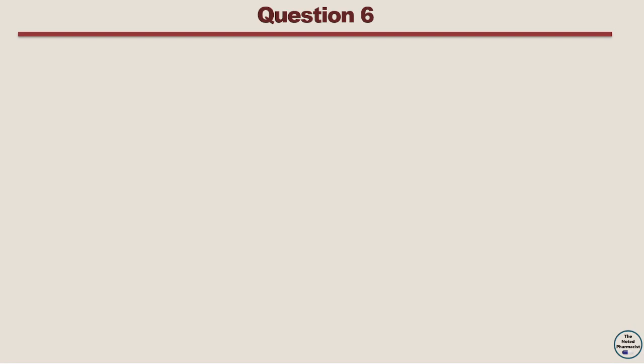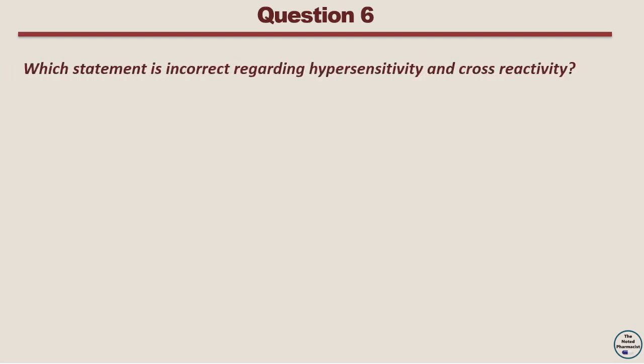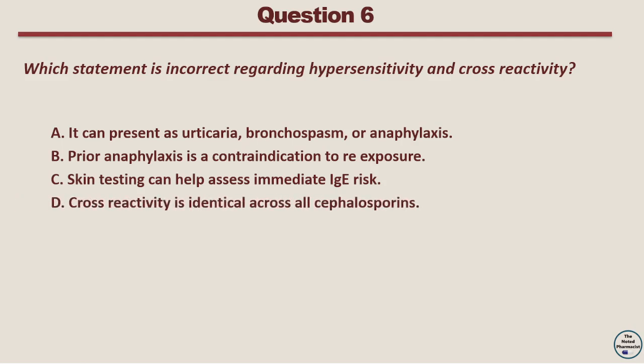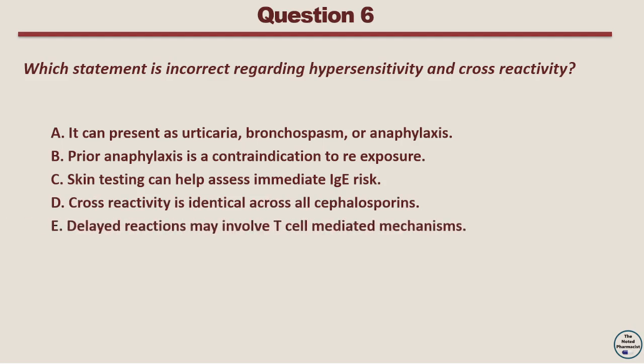Question 6. Which statement is incorrect regarding hypersensitivity and cross-reactivity? Option A. It can present as urticaria, bronchospasm, or anaphylaxis. Option B. Prior anaphylaxis is a contraindication to re-exposure. Option C. Skin testing can help assess immediate IgE risk. Option D. Cross-reactivity is identical across all cephalosporins. Option E. Delayed reactions may involve T-cell mediated mechanisms.